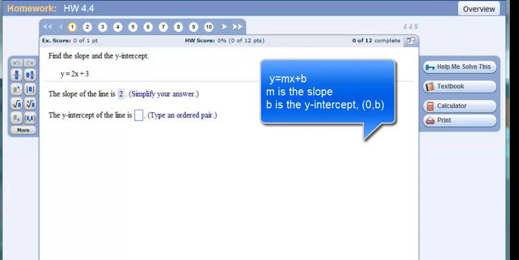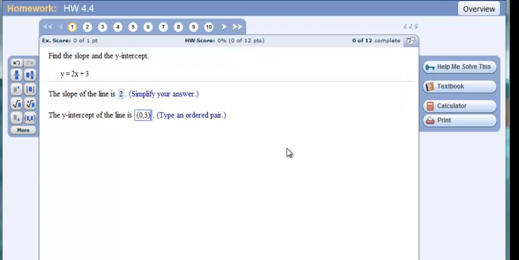Then it says the y-intercept of the line is, and it says type an ordered pair. You really need to be cautious of these things written out here in blue, because if you don't type it in the way that they want it, it's not going to give you credit. So an ordered pair is in parentheses, and then you have your x value, which is 0, and your y value, which is your b, which is 3. Then you have to make sure and close your parentheses. Hit enter. Excellent. That's all you have to do. You don't have to graph on this one or anything. You just have to identify.